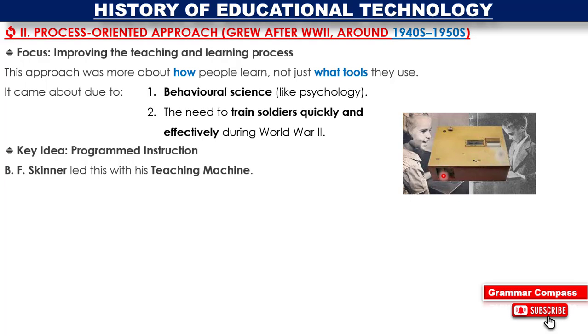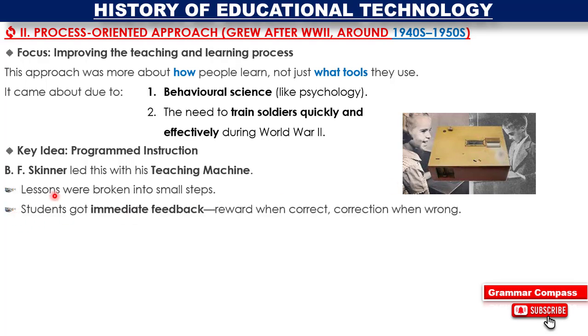How did this teaching machine work? First, lessons were broken down into small steps. So the students would operate this machine and then get immediate feedback or reward when correct, or correction when wrong. Students were operating it themselves and getting feedback without any assistance. This teaching machine by B.F. Skinner was mainly used in the process-oriented approach. That is why B.F. Skinner is regarded as the father of technology.